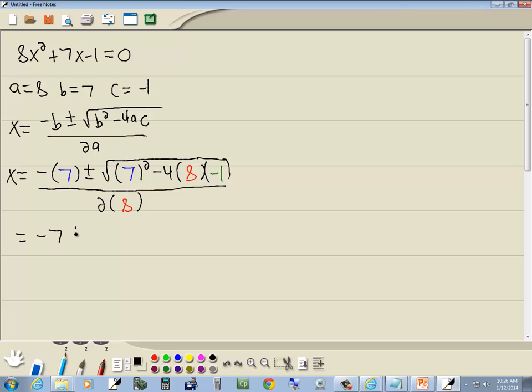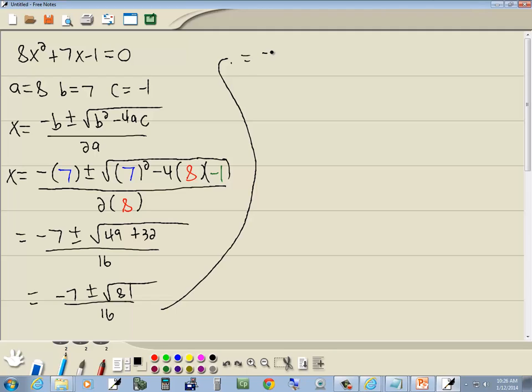So that gives us negative 7 plus or minus the square root of 7 squared is 49. Negative 4 times 8 is negative 32 times a negative 1 gives us positive 32. 2 times 8 is 16. Which gives us negative 7 plus or minus square root of 49 plus 32, which is 81, over 16.